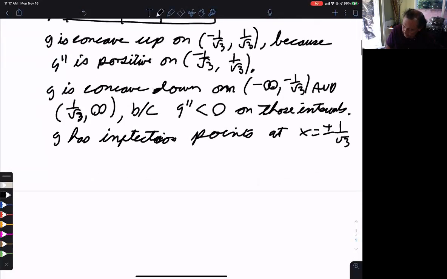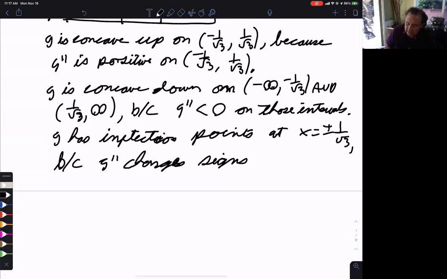Why? Because G double prime changes signs at those points. My writing is getting sloppier and sloppier. Done. So you've shown concave up, concave down regions, and inflection points.